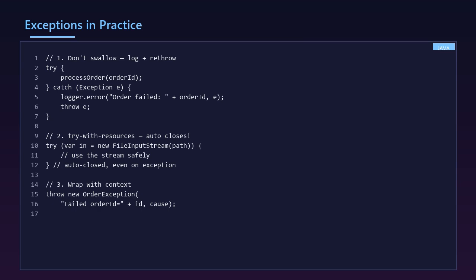In practice, Rule 1. Don't swallow exceptions. Log the error with context and rethrow. Now the caller knows something went wrong, and you have the details in your logs. Rule 2. Use try-with-resources. It automatically closes streams, connections, and any closable resource, even if an exception occurs. No more finally blocks for cleanup. And finally, when rethrowing, wrap the exception with context. Include the order ID, the operation that failed. This makes debugging 10 times easier.